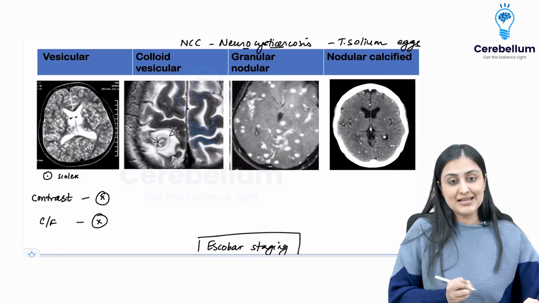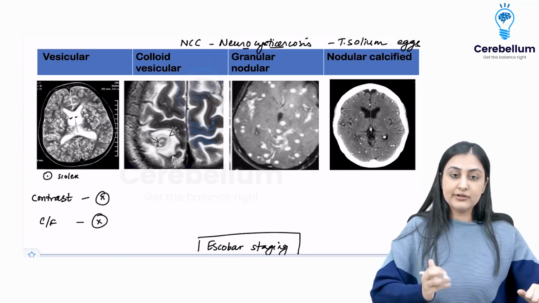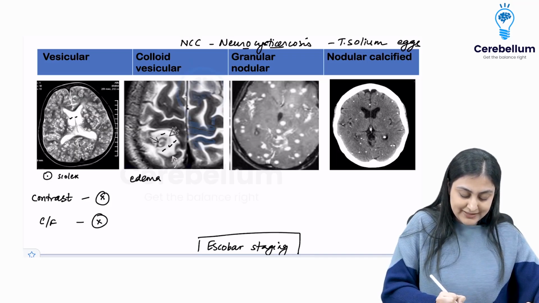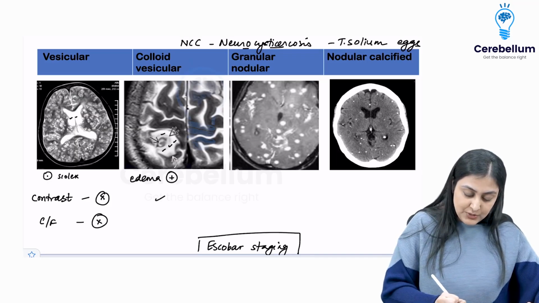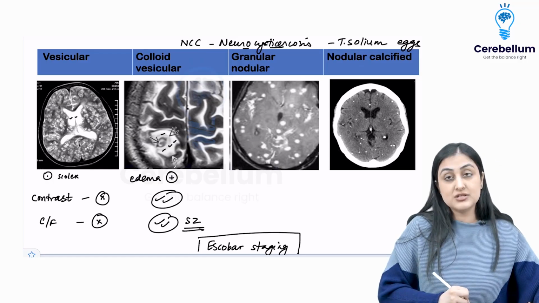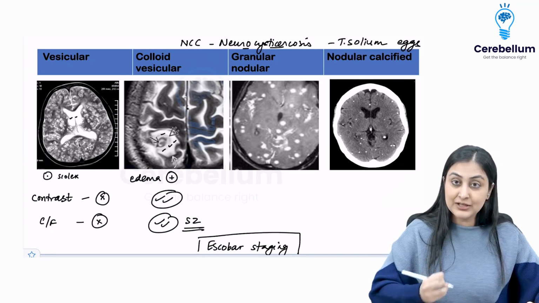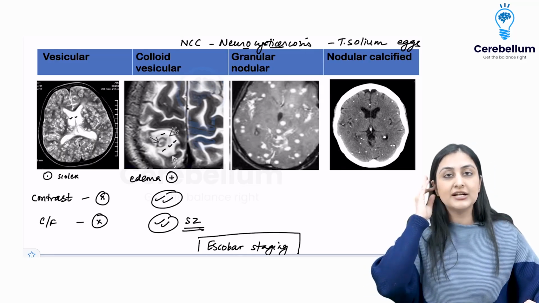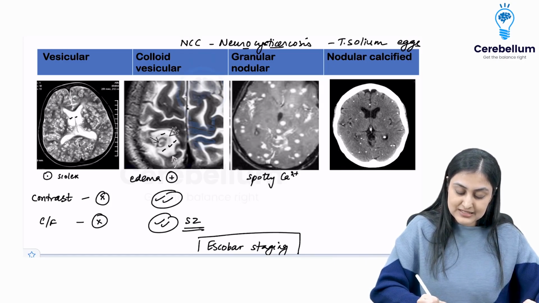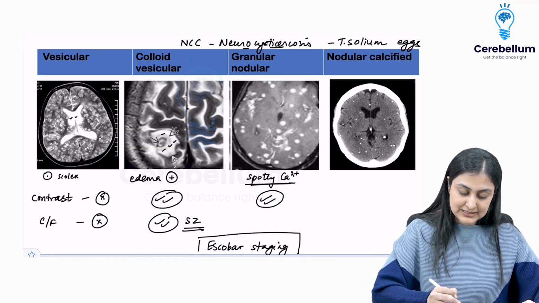Are there going to be any clinical features? No clinical features yet. But in the next stage, when it becomes colloid vesicular, now the inflammation is starting and you have edema around it, right? So now you can see that there is presence of edema around the lesions. Now there's going to be definite enhancement. Now there are going to be symptoms in the form of seizures in the patient, right? Further, when it progresses, you will have a granular nodular stage. This is when it's starting to heal. So here you will start to have spotty calcification. Remember, calcification is a sign of healing, but you also have activity. So enhancement is going to be seen, like you can see in this image.